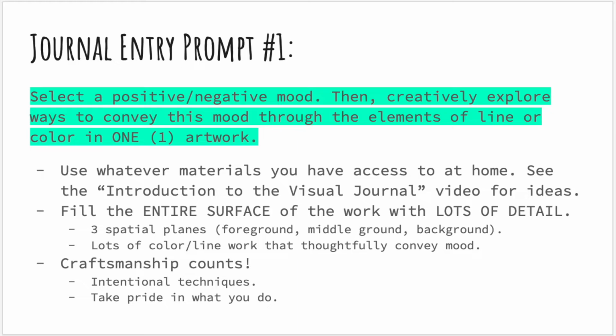When you're completing your artwork, these are things that I want you to think about. I want you to use whatever materials you have access to at home. If you are unsure of what to do, please see the Introduction to the Visual Journal video for ideas. When you are rendering the subject matter within your artwork, I want you to fill the entire surface of the work with lots of detail. Some of the ways that you can do this is by using 3 spatial planes and using lots of color or line work that thoughtfully convey mood. Last but not least, craftsmanship always counts. Besides being intentional with your techniques, please take pride in what you do.